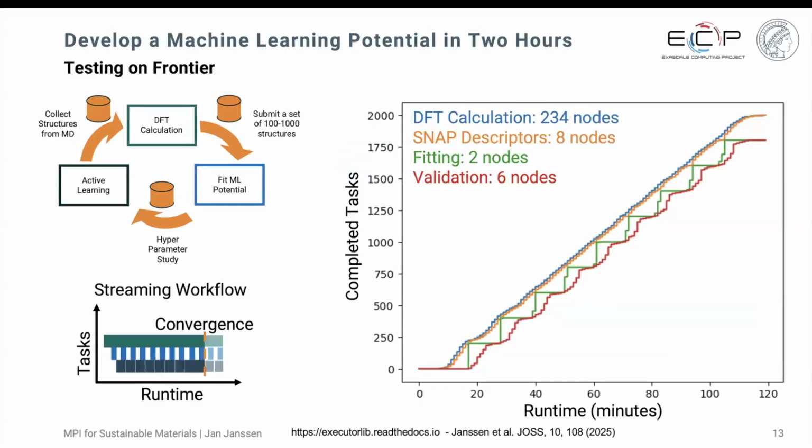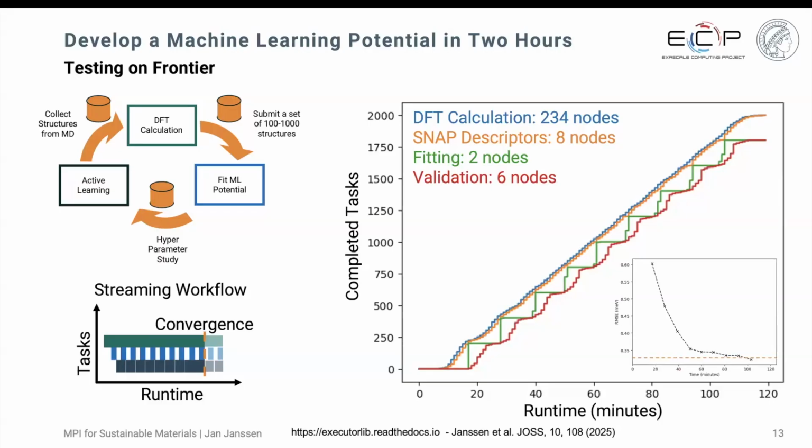Here's just a run that we did on the Frontier machine with 256 nodes, where you can see the number of completed tasks on the y-axis and then the runtime on the x-axis. And we see, okay, in the first 10 minutes, nothing is completed. And then we see first the quantum mechanical calculations are completed. Then we have the calculation of our descriptors for constructing these machine learning models. Then there's a step when we do the first fit, and then the validation. And like this, we're always building up a better and better model.